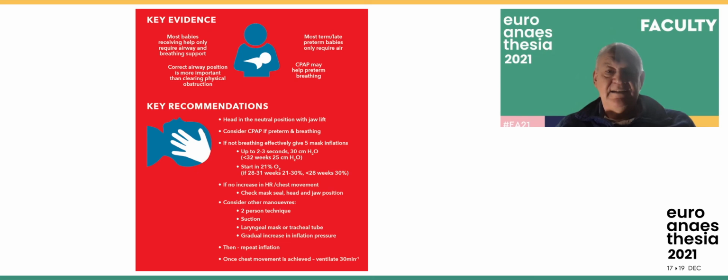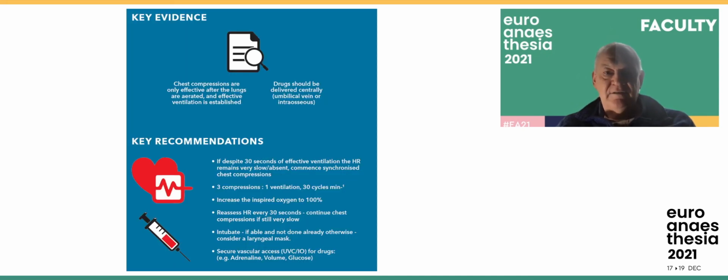Two-person technique, may need to consider a laryngeal mask, gradually increase inflation pressures, and once there is chest wall movement, ventilate at 30 breaths per minute. And again, 3-to-1 ventilation, 30-minute cycles. If there's no response, increase the oxygen, reassess the heart rate every 30 seconds. Think about intubating, if you can't, then the laryngeal mask, and use the UVC or IO for epinephrine, volume, and glucose.